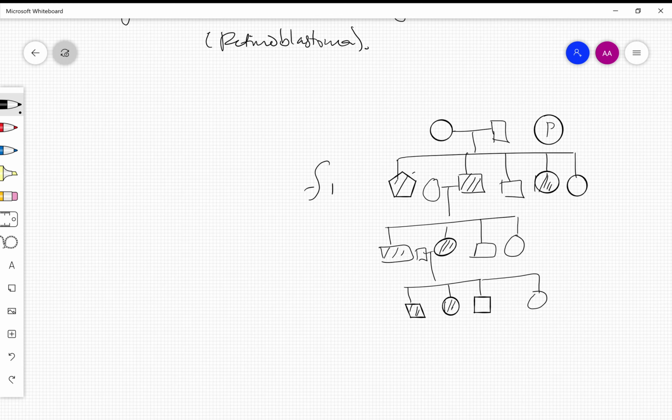This is definitely an autosomal pattern, because the father can transfer it to both female and male, and the mother is able to transfer the gene to both male and female. So it is autosomal dominant.